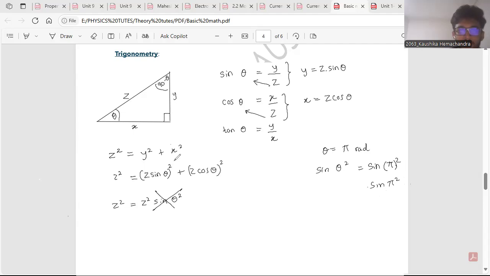But when you put it like this, outside of the sine, when you want to square the sine theta value, it's written as sine square theta.